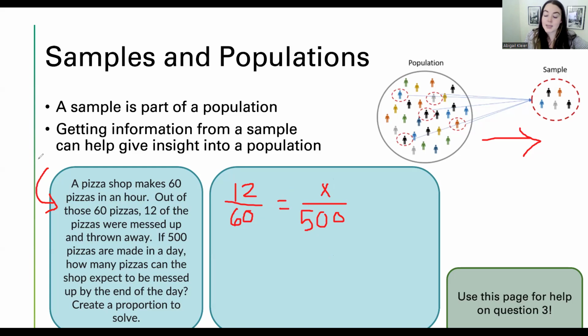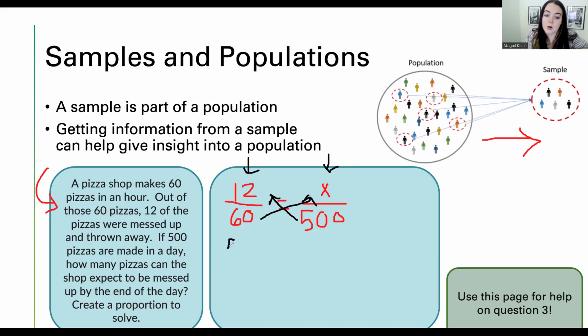In this case, our sample is what happens within 60 pizzas in that 1 hour. And then our population, the large data that we're looking at, is how many pizzas they are throwing out in a day. So I set up my proportion here, again, my 12 out of 60. And then in order to figure out how many pizzas were messed up, my numerator is my unknown value. My denominator is the number of pizzas made in that day. I am going to use cross multiplication to solve.